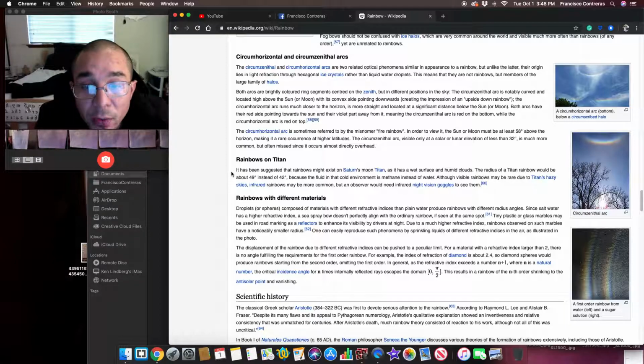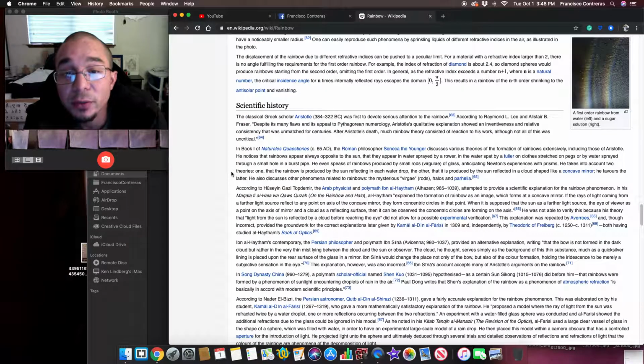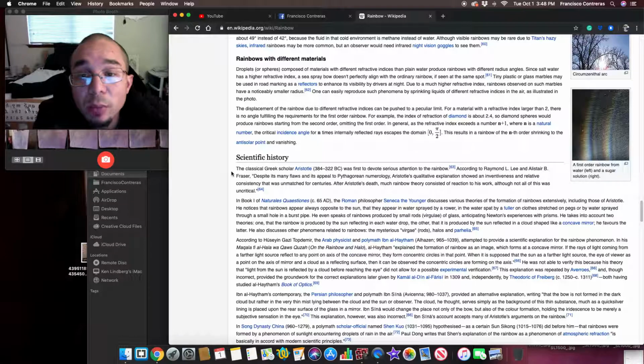Rainbows with different materials. Droplets or spheres composed of materials with different refractive indices than plain water produce rainbows with different radius angles. Since salt water has a higher refractive index, a sea spray bow doesn't perfectly align with the ordinary rainbow if seen at the same time.